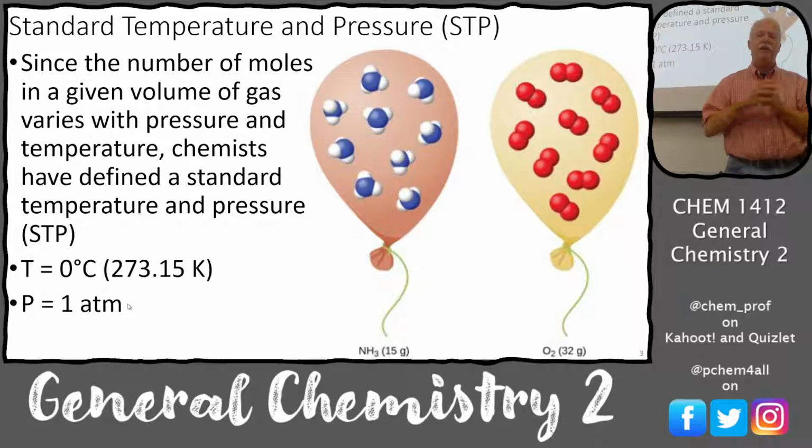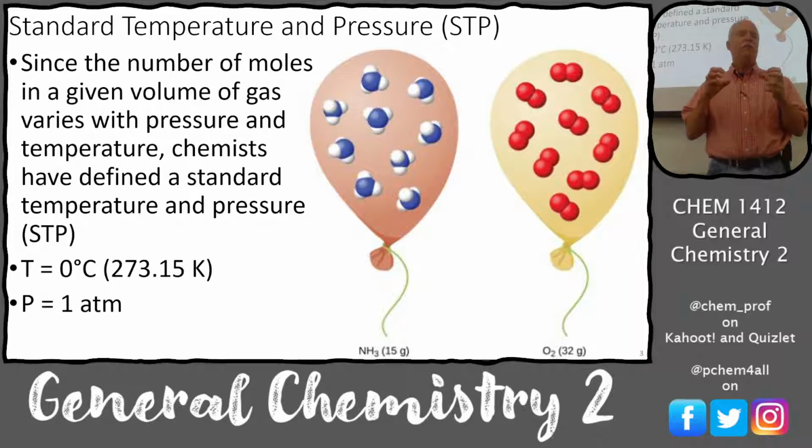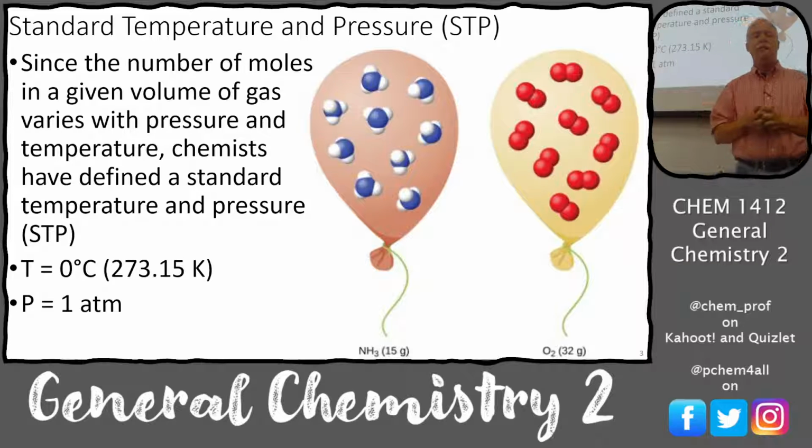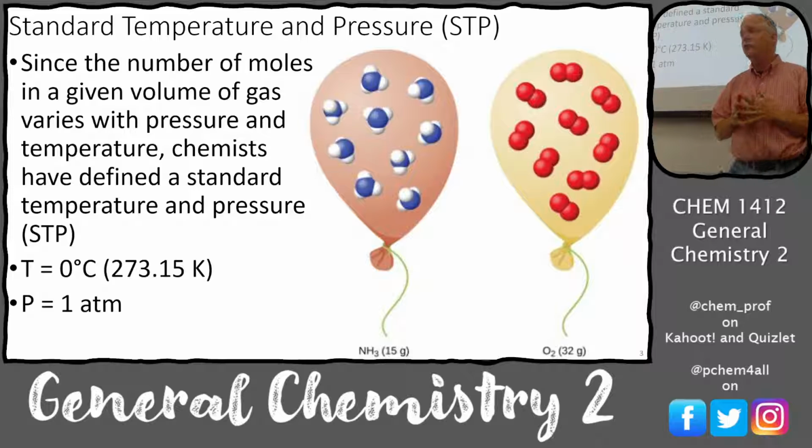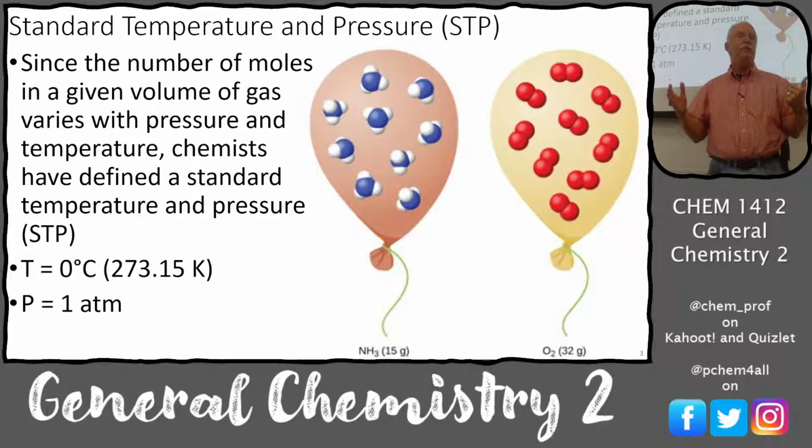Now, in terms of counting volumes, we need to have a standard temperature and pressure. Since the number of moles in a given volume varies with the pressure and temperature, we come up with standard temperature and pressure. We deal in atmospheric pressure, so that's pretty easy to remember. But how can you remember the temperature for standard temperature and pressure? It's not room temperature. Last time we talked about room temperature being 25 degrees C. How do we know that standard temperature, though, is 0 degrees C?